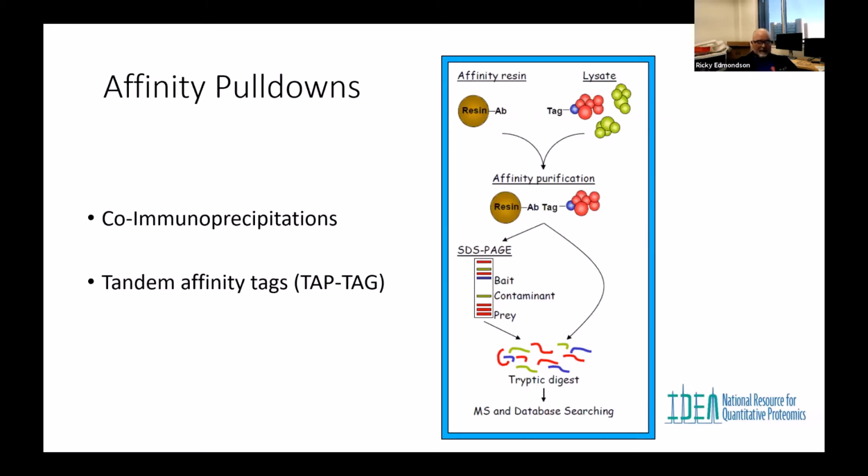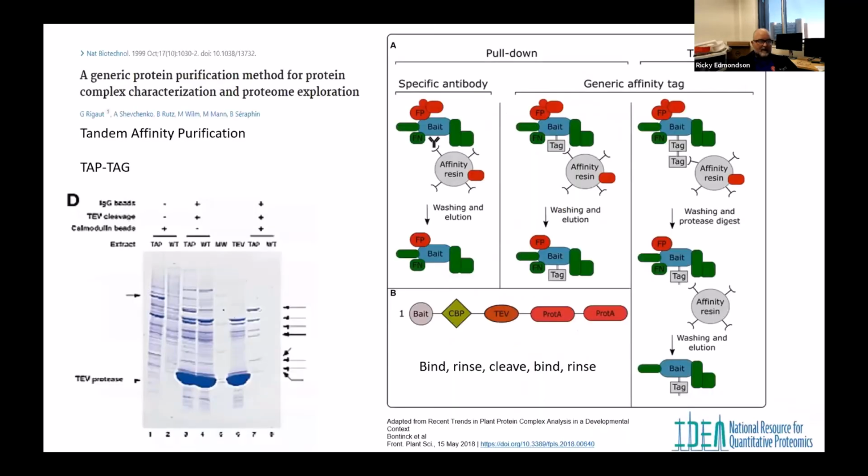And so luckily, around 2000, I think it was in 99, a group came up with a method that has become known as TAP-tag or Tandem Affinity Purification, where you take multiple affinity portions in a fusion protein and a cleavage site in between. What was first used were two protein A domains, a TEV protease site, and a calmodulin binding region, and you can do a first capture with IgG, and then you can hit it with TEV protease to release it. You can take what's released and bind it to calmodulin, and then you can elute it off the calmodulin.